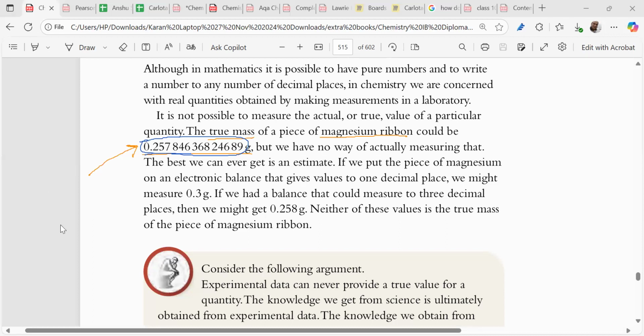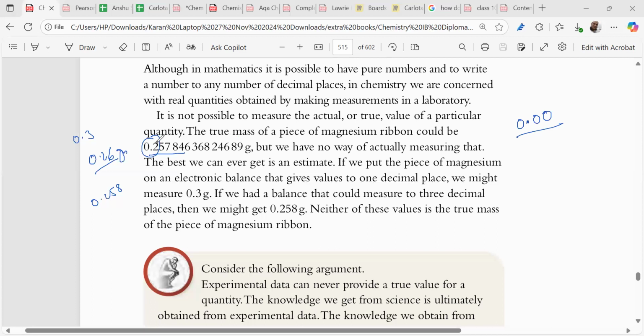So the best way is what? Suppose you have got a digital machine which has two places of decimal. It will be measuring 0.26. If it has three places of decimal to measure, it will be 0.258. If it has one place of decimal, it will measure 0.3.